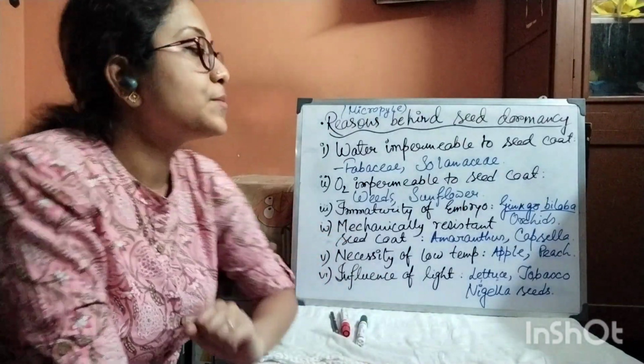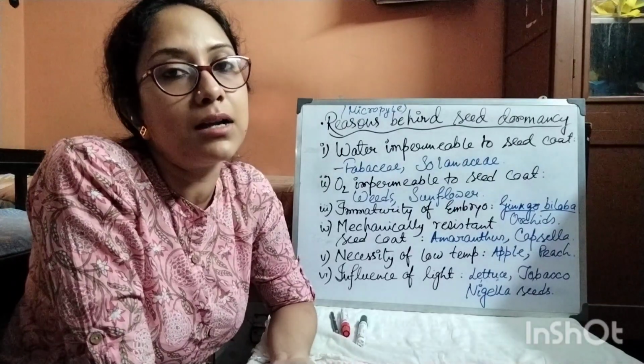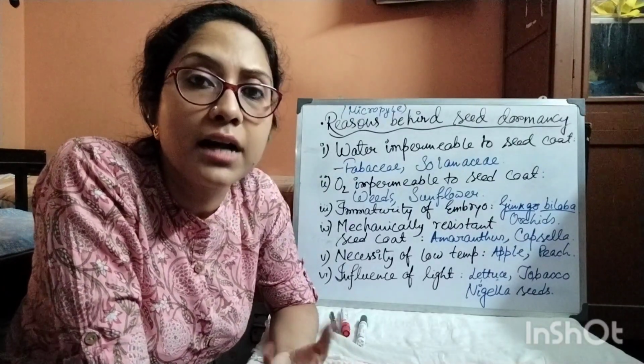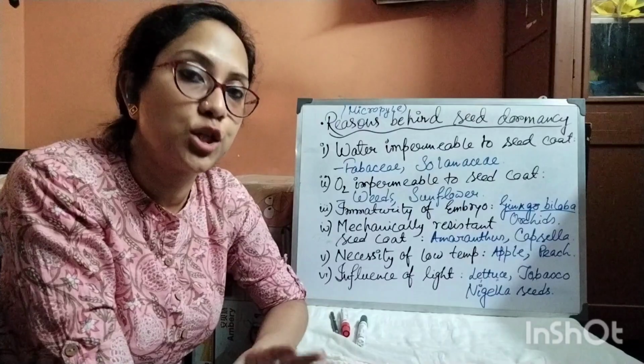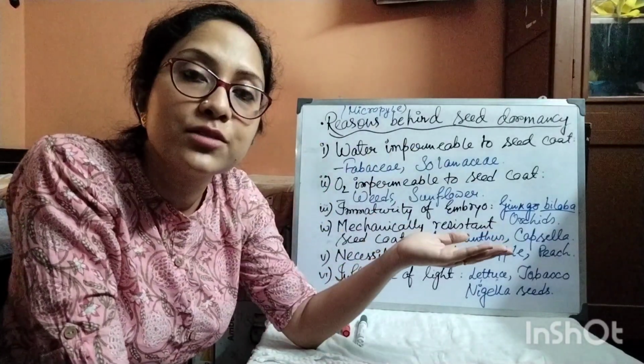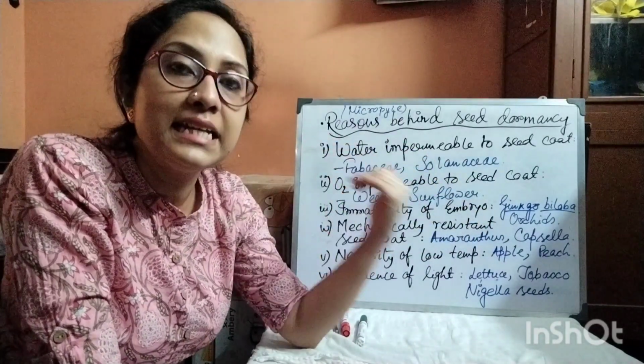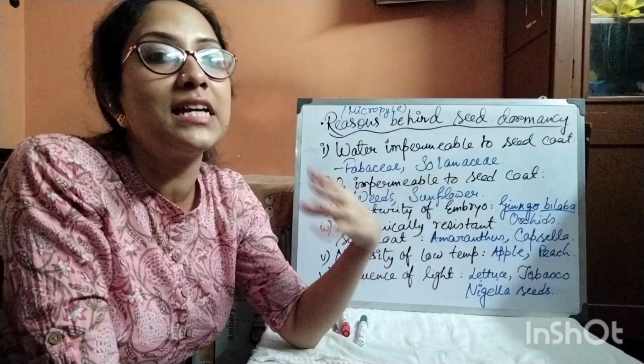Next, mechanically resistant seeds. The seeds of Capsella and the seeds of Amaranthus are mechanically so hard and tough that they won't germinate. Necessity of low temperature: the fruits which grow in winter areas of our countries, such as apple and peach, need that time of low temperature to germinate.